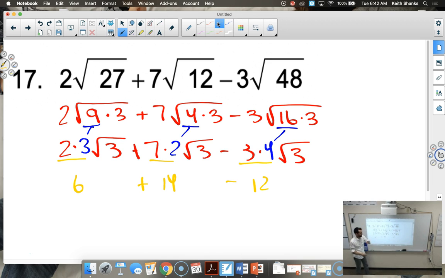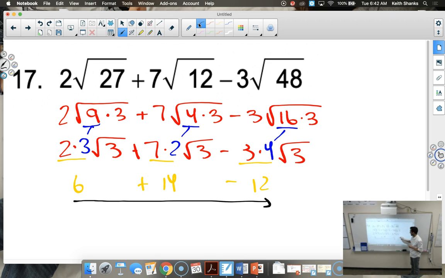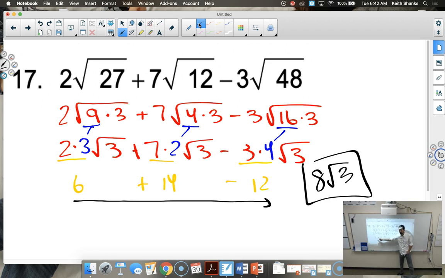And then all the square root of 3. Right? So what I'm going to do is add all these together. I'm going to take care of my math here. 6 plus 14 is 20. 20 minus 12 is 8. And then that was supposed to be the square root of 3. I left it off the whole time, right? Because really what I care about is the number in front.